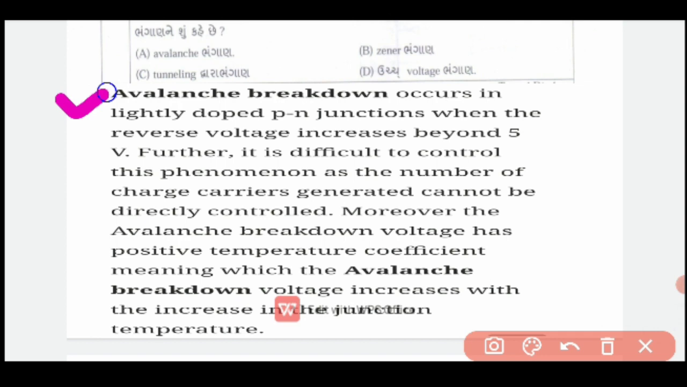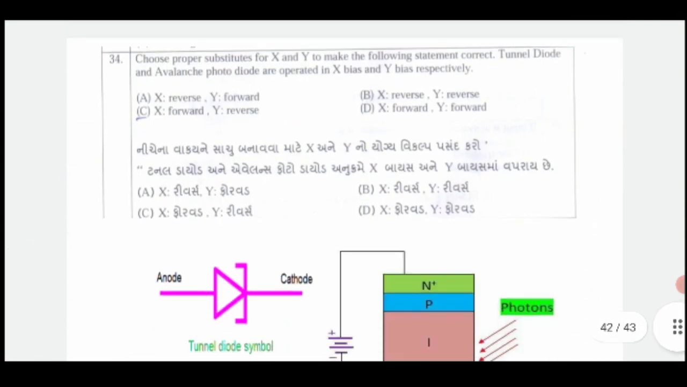Avalanche breakdown occurs in a lightly doped PN junction when the reverse voltage increases beyond 5 volts. Further, it is difficult to control this phenomenon as the number of charge carriers generated cannot be directly controlled. Moreover, the avalanche breakdown voltage has a positive temperature coefficient, meaning the avalanche breakdown voltage increases with the increase in junction temperature. When you increase the temperature of the junction, the avalanche breakdown voltage also increases.